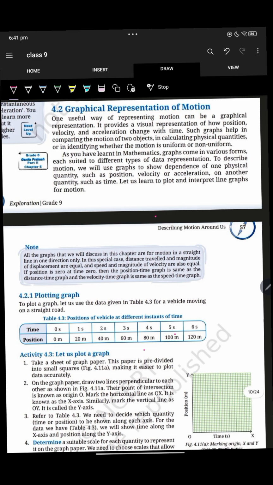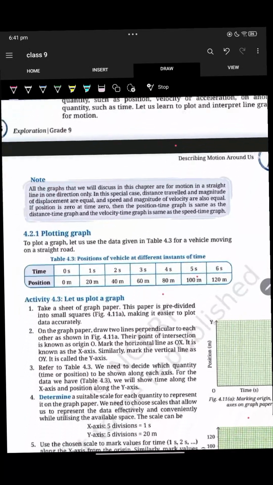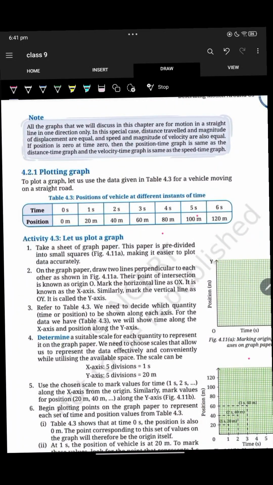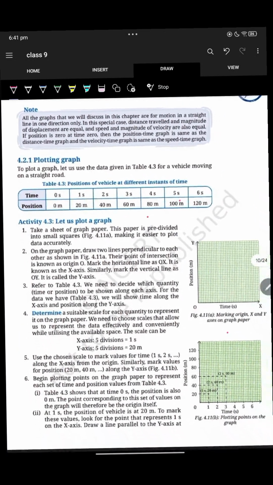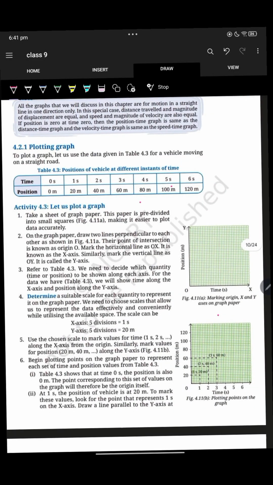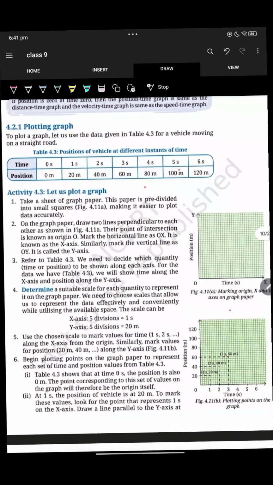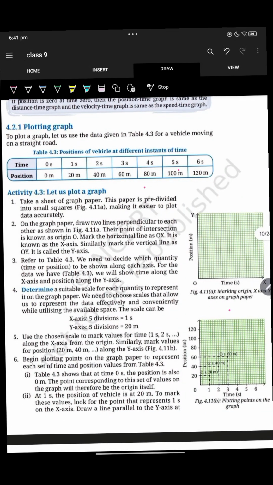Now, in graphical representation, every moving object can be plotted. Why? Because we have various plots. When we plot a graph on pen and paper, we are showing how much distance it is covering in what time, and many such things, right? So in front of us, we can see table 4.3, where the position of a vehicle at different instances of time is given.